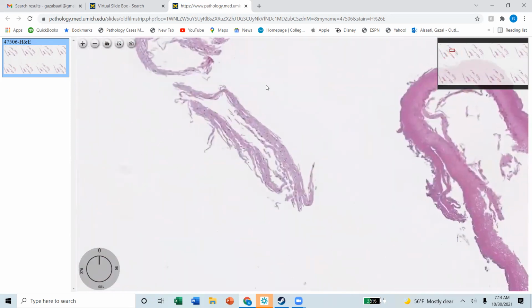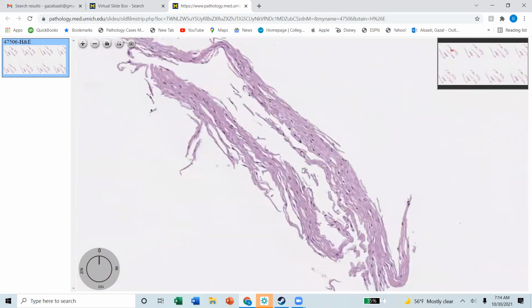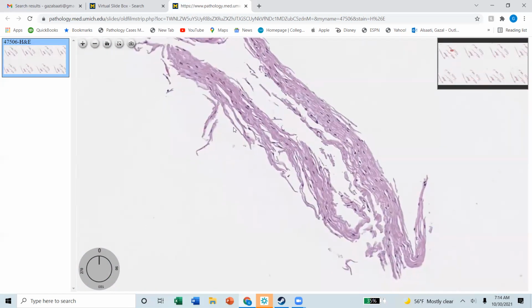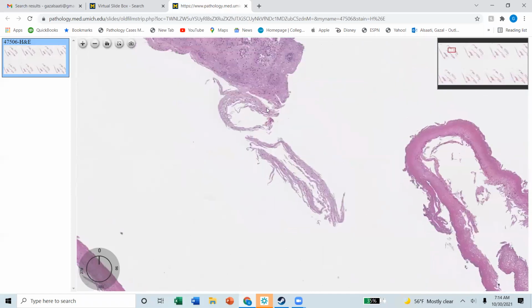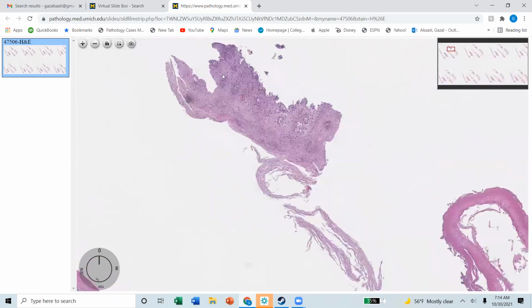So the pieces that I saw on low power were these. I was looking for anucleated squames, but this is not true. These are all nucleated.